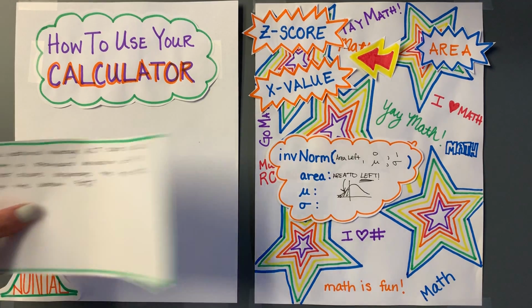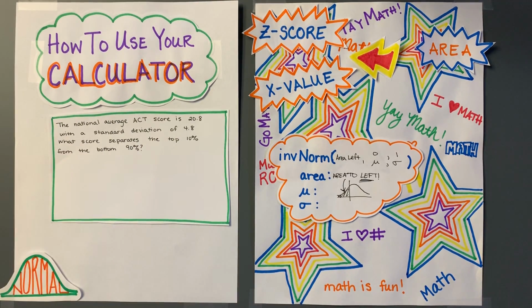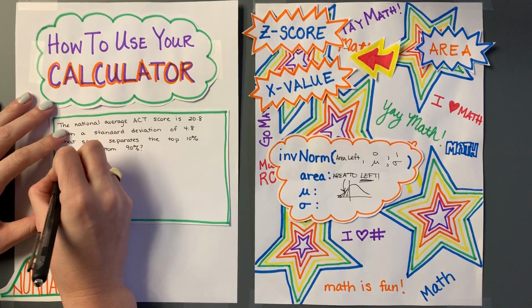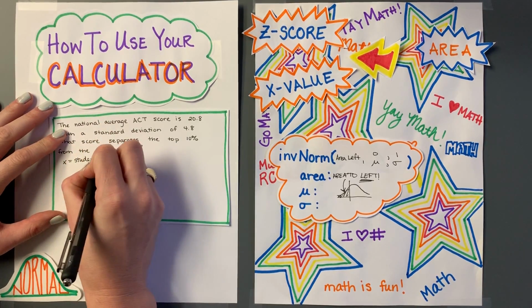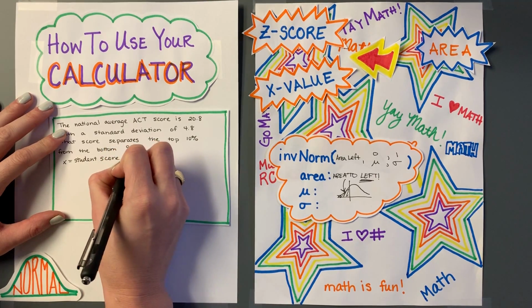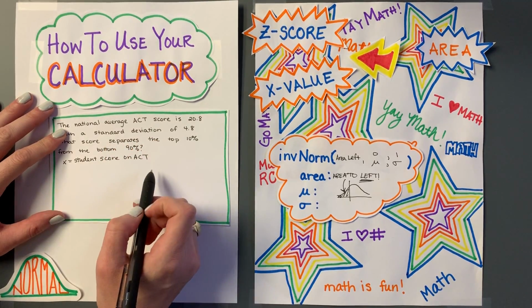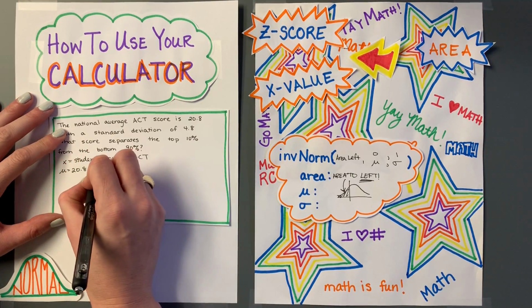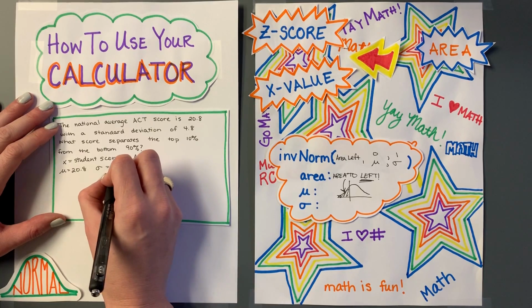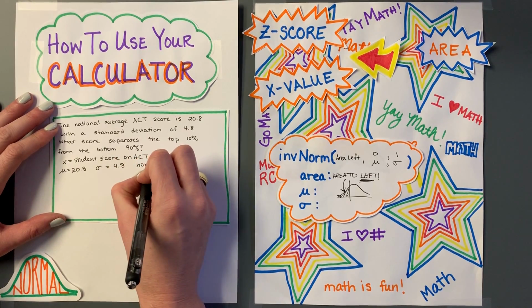But let's look at this question here. The national average ACT score is 20.8 with a standard deviation of 4.8. What score separates the top 10% from the bottom 90%? Okay, so X is a student score on the ACT. We always want to define our random variable X. Our mean is 20.8. Our standard deviation is 4.8, and this is normal.